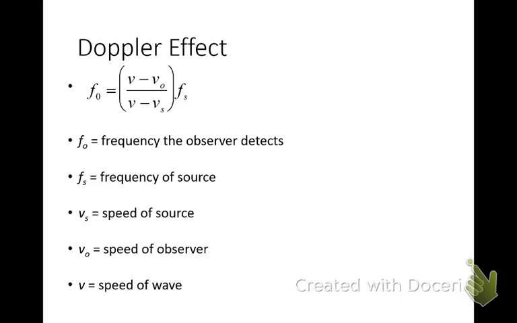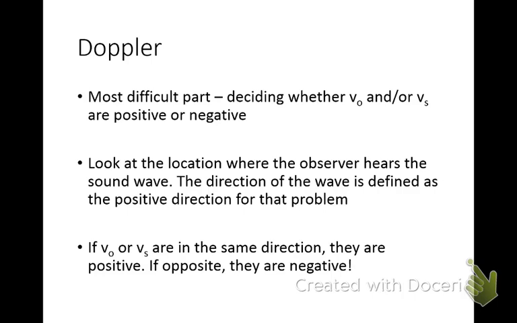And you can determine the difference in the frequencies with the Doppler effect equation. The observer's frequency equals the speed of the wave minus the observer's velocity, all over the speed of the wave minus the source velocity. Now that entire fraction, multiply that by the source frequency, and you've got it. The most difficult part of the Doppler effect is trying to figure out whether the observer's velocity or the source velocity is positive or negative.